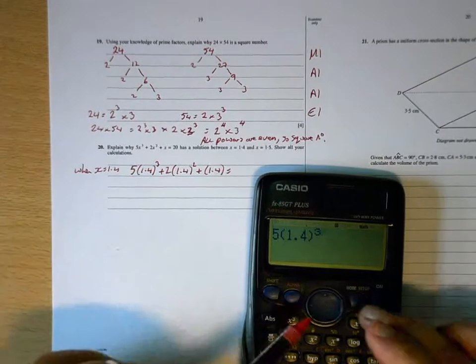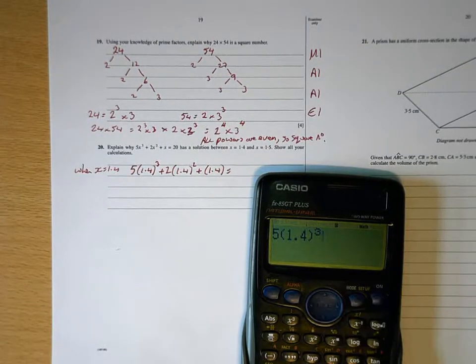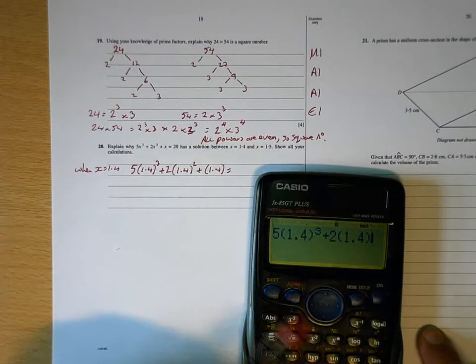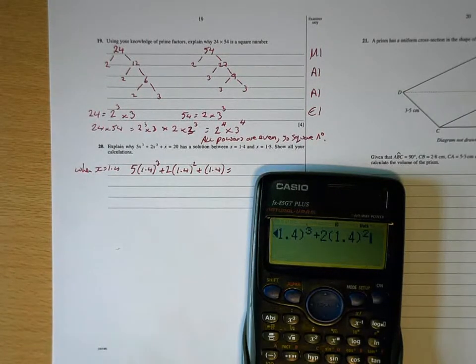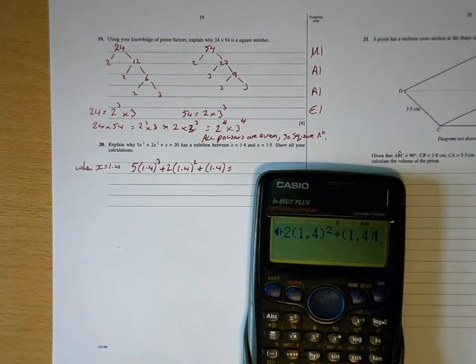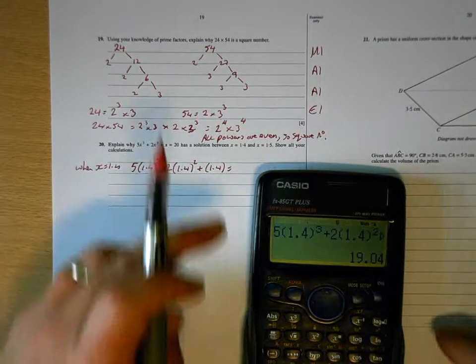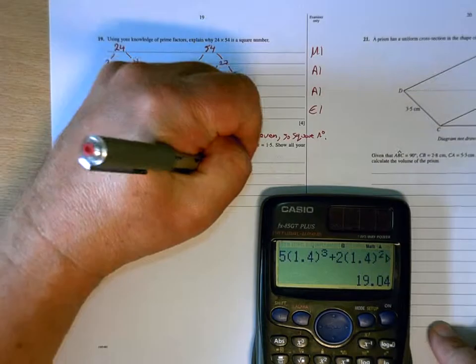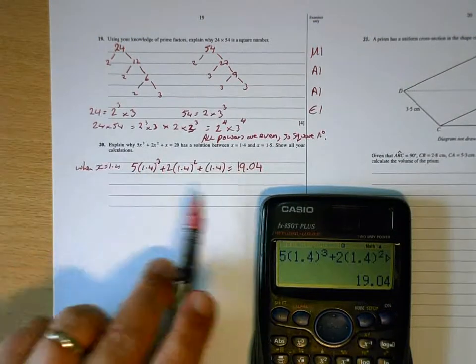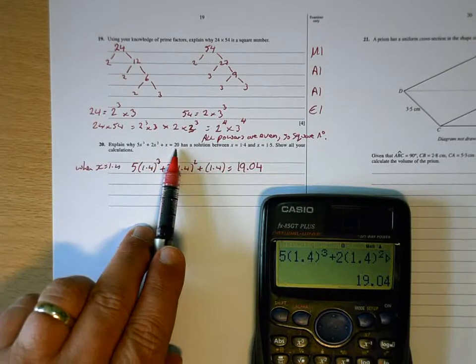You need to move the cursor across to bring it back down, and then I'm going to do plus 2 bracket 1.4 close bracket, and x squared has got a button all of its own, plus open bracket 1.4 close bracket. So it's written exactly as I see it there, and that gives me 19.04. So when the value of x is 1.4, out comes a number which is smaller than 20.